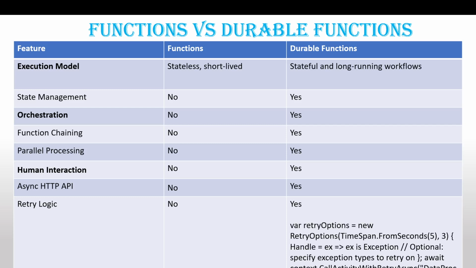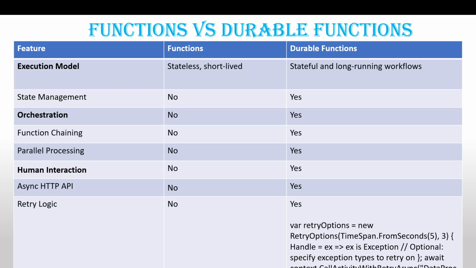Next is parallel processing. If you want to execute multiple functions in parallel, then in Azure Functions you have to implement additional logic for it. Whereas in the case of durable functions, there is a separate pattern called fan out and fan in, which will help you implement this parallel processing seamlessly.